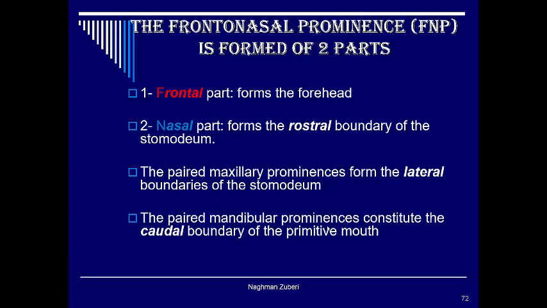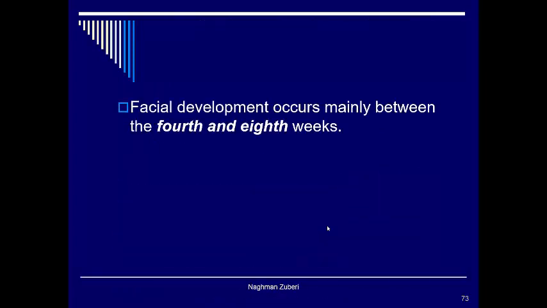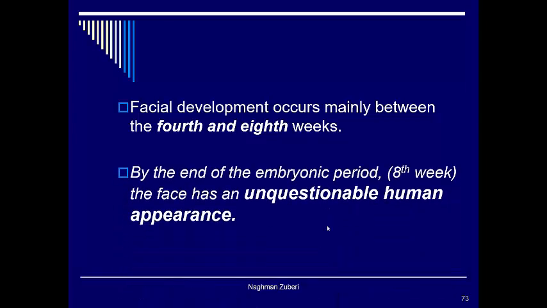So, rostral, that is the top surface, comes from the nasal part of the frontonasal prominence, and the boundary which is caudal, or at the bottom, is made by union of the two mandibular prominences. Facial development occurs mainly between the 4th and the 8th week. By the end of the embryonic period, that is the 8th week, the face has an unquestionable human appearance.